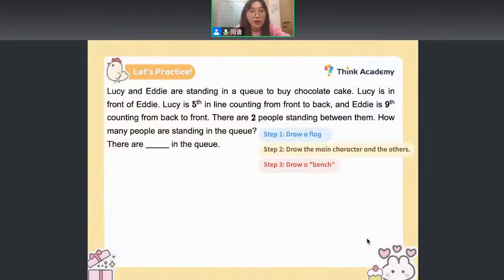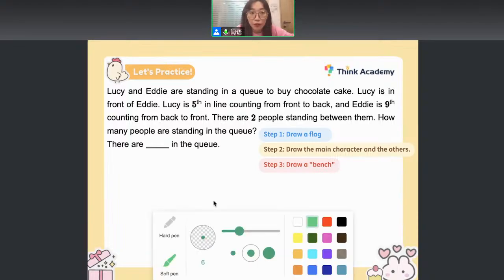Okay, so now let's practice one more. Now you try to do this question by yourself, okay? Again, you need to draw it. Lucy and Eddie are standing in a queue to buy chocolate cake. Lucy is in front of Eddie.